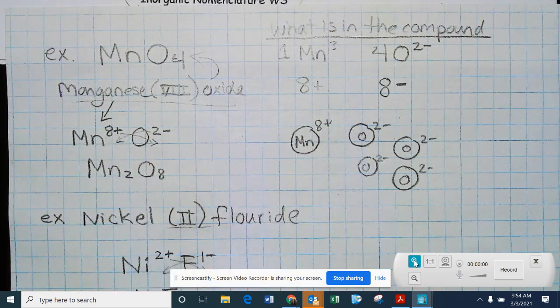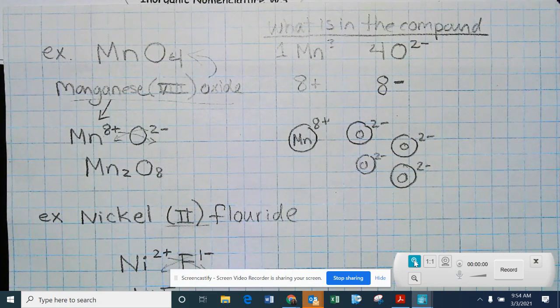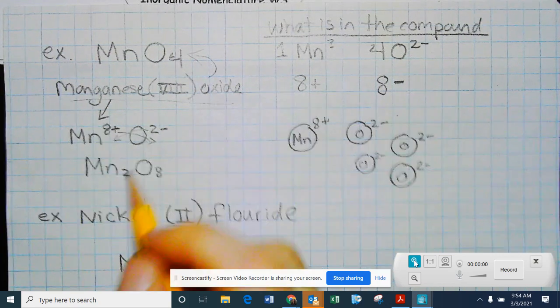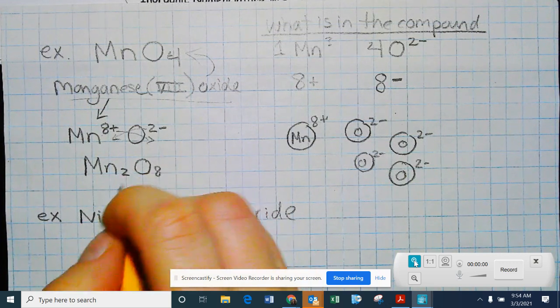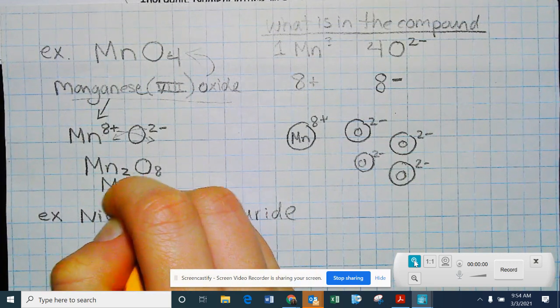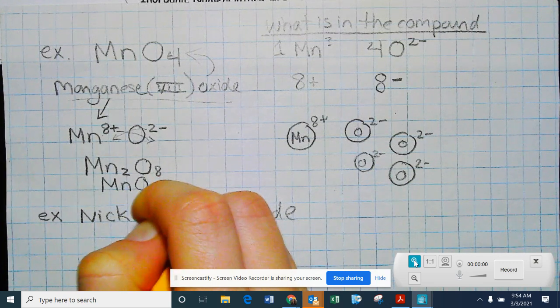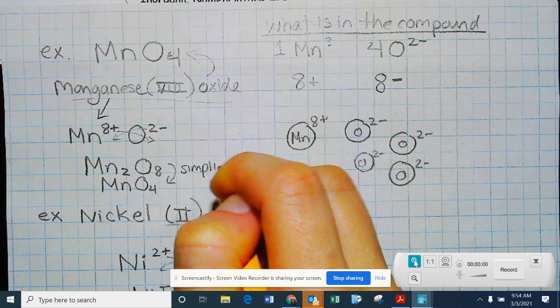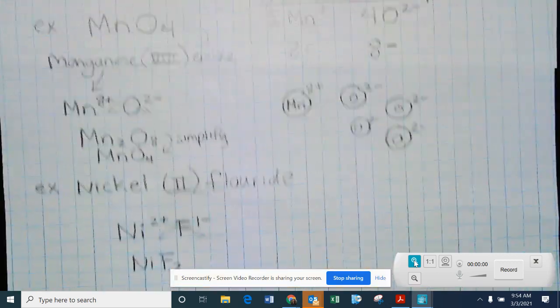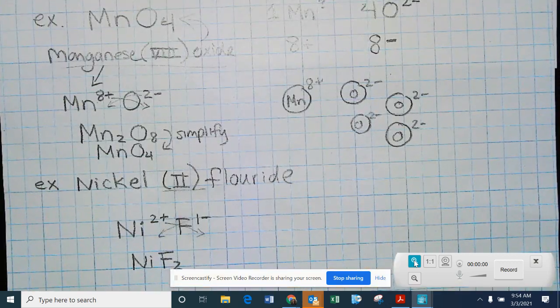But remember how in that one example I said we have to simplify things? What are these both divisible by? 2. So I'm just going to go MnO4. For every 1 Mn, there's 4 O. So I'm just simplifying. Does anybody want another example, or are we feeling okay with that? Okay. So those are ionic compounds.